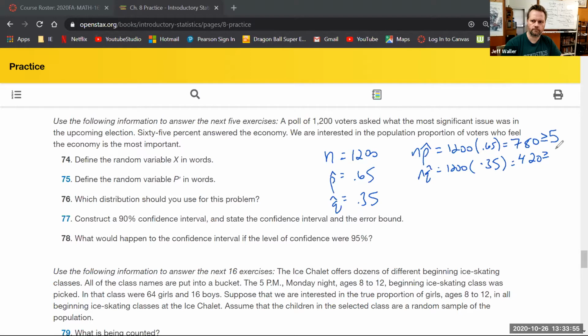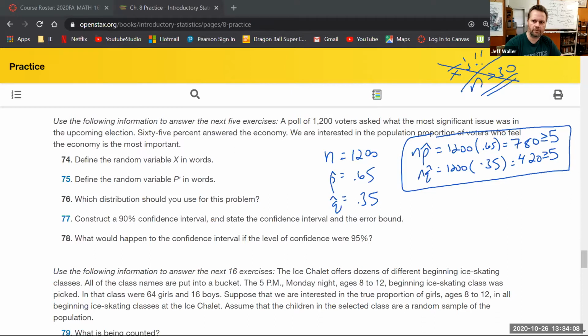Greater than 5. Yes. So this step works for percentage problems. It accomplishes the same thing that this step does for sample means. We're not dealing with sample means, so we can't use that. We have to use this check. N P hat and N Q hat have to be at least 5. Check normal enough for what? To do it.